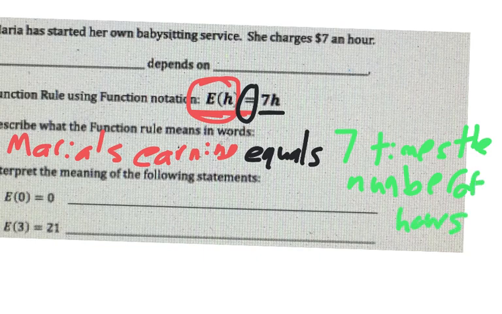Oh, well then the EH should be dollars per hour, right? Her EH is her total amount. The total amount she makes is $7 times the number of hours. The 7 is her rate. That's her pay rate. She's getting paid $7 for every hour.